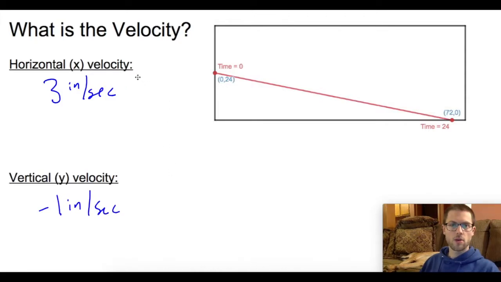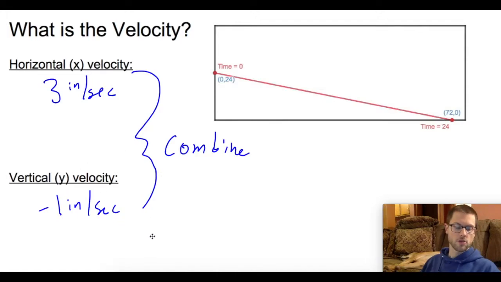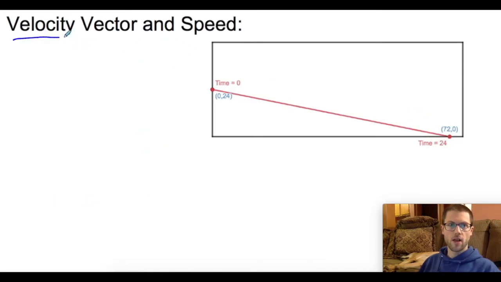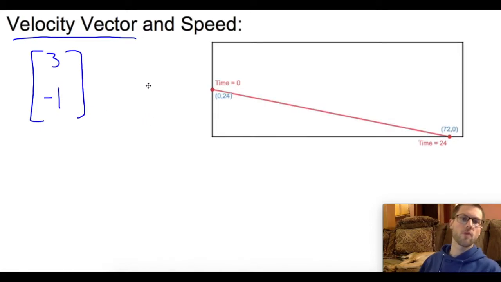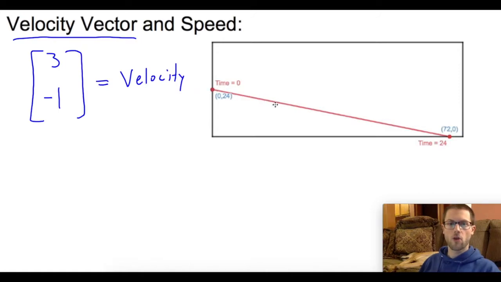And basically what I want to do here is combine the horizontal and the vertical velocity into one vector. And we call this a velocity vector. If I'm moving to the right 3 and down 1 every second, this component form vector describes my velocity. So every second, this vector is moving across this path of motion.